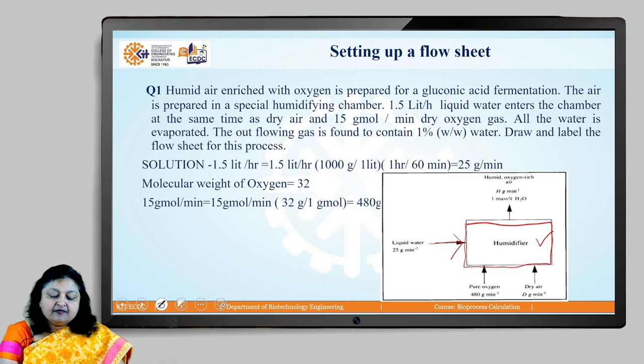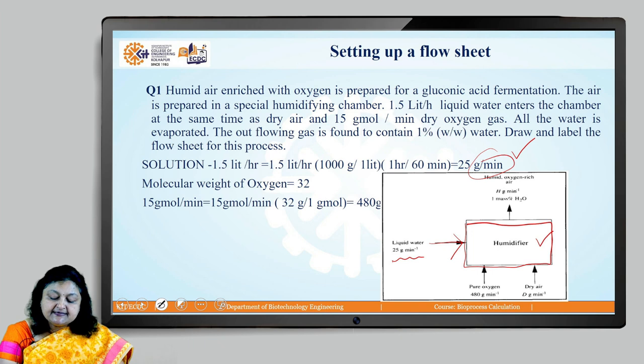And the flow rate of dry oxygen is also given. It is 15 gram mole per minute. Need to convert these units in gram per minute, we will select gram per minute. So 1.5 liter per hour is converted to gram per minute, it is 25 gram per minute. So we need to write that value here, as shown in the flow sheet, it is 25 gram per minute.